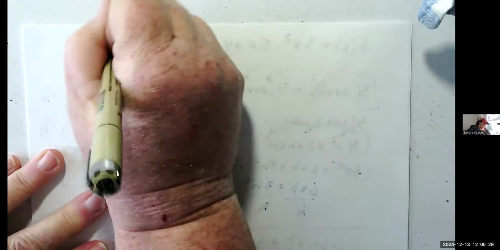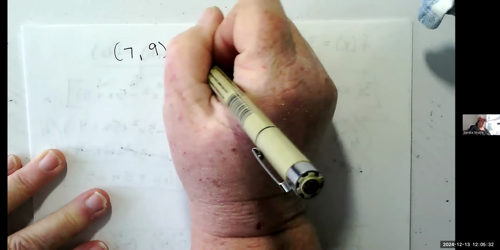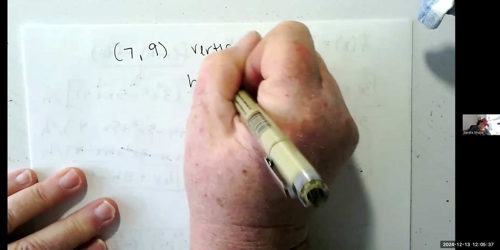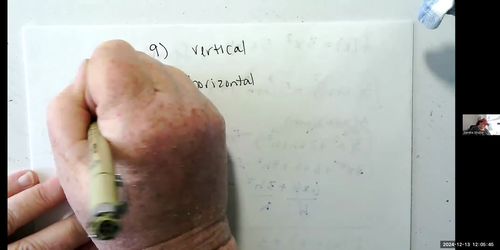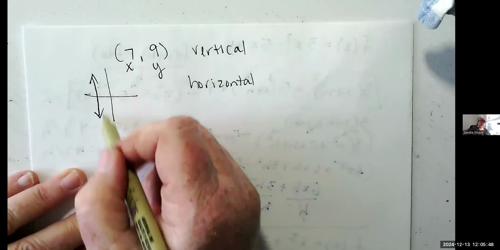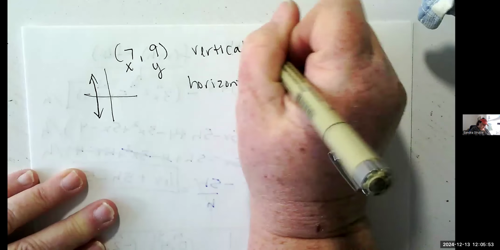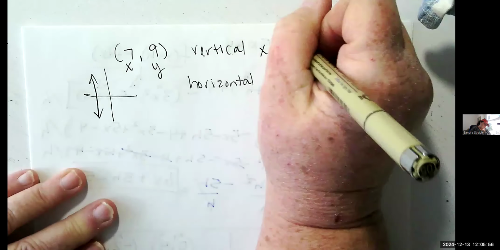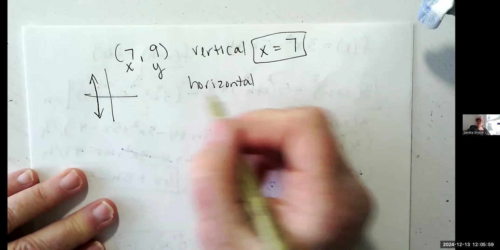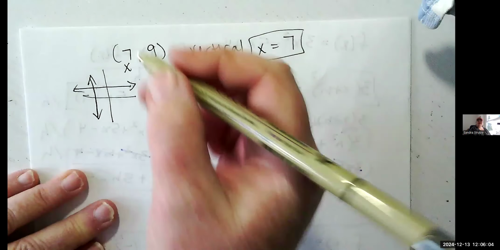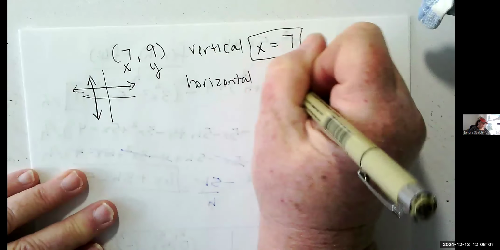All right, so we've got a point that's 7, 9. So we want the vertical line and the horizontal. So notice these are x's and y's, right? Vertical line just goes through the x-axis. It doesn't go through the y-axis at all unless it's the origin line. So it's going to be x equals, well, what does x equal in this point? 7. Booyah, done. Next one, horizontal. Well, the horizontal line only goes through the y-axis unless it's the x-axis. So it's going to be y equals whatever the y value is.